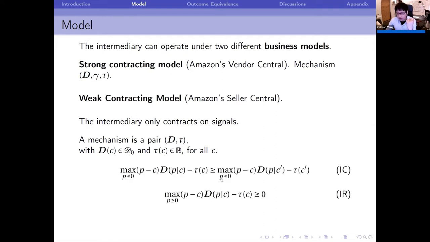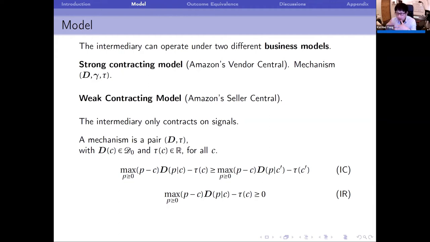IC means that the seller wouldn't want to misreport, and IR means that every truthfully reporting seller earns at least zero. Now, there's one thing interesting in this IC condition. If we look at the right-hand side, that's the net profit of a seller whose true cost is C, and when she reports C prime. Because she would have to pay tau of C prime, and the misreport is going to generate a demand, D of C prime, via signal.